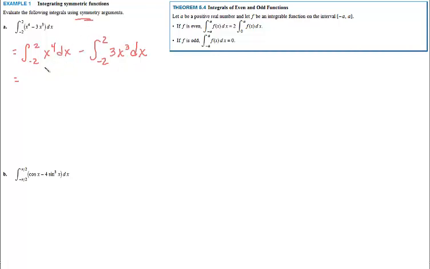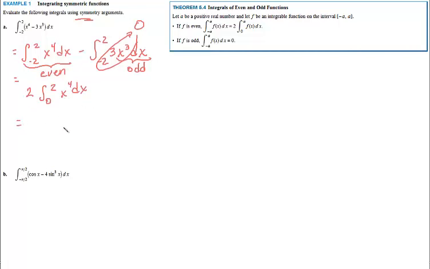This is an even function, so if this is even and this right here is odd with just a 3 multiplier, then I know that this is going to be 0. And for this x to the fourth, I can just say that it's 2 times whatever it is from 0 to 2 of x to the fourth dx.